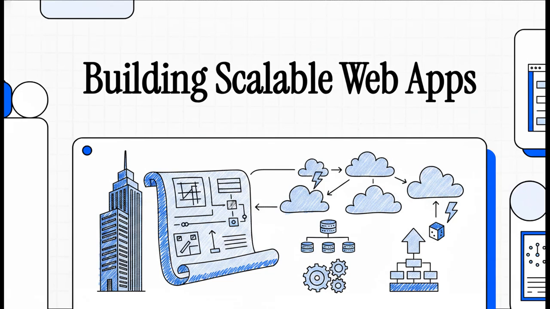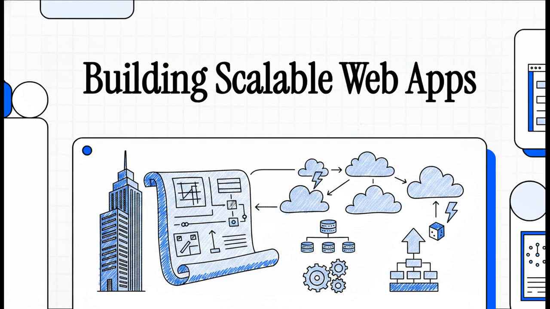Imagine trying to construct a massive 100-story skyscraper without a master blueprint, right? Like, you wouldn't just start pouring concrete and hoping for the best, would you? No way. It would be total chaos. Well, building modern, high-performance web applications requires that exact same level of architectural precision.